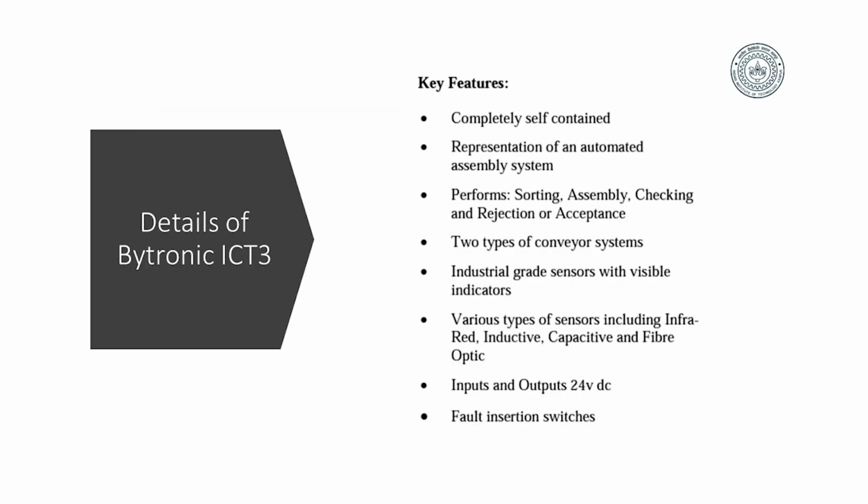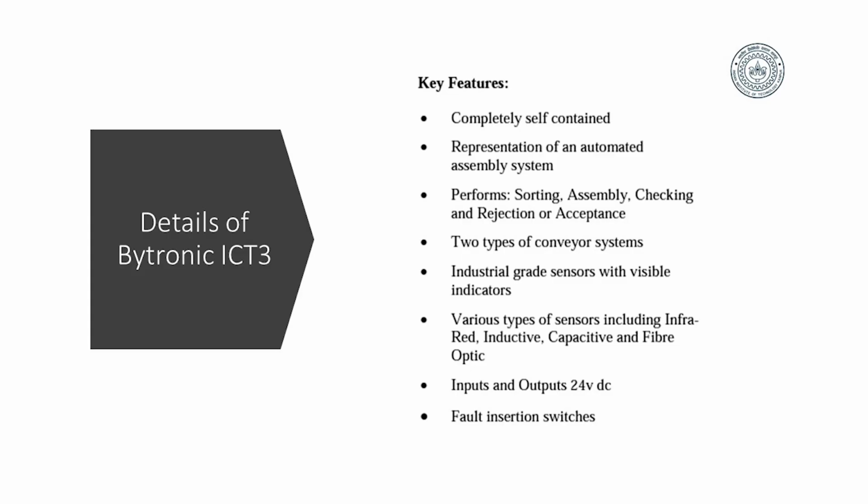The key features of this control system are that it is completely self-contained. It is a representation of an automated assembly system which you may see in a factory. It performs these operations: sorting, assembly, checking and rejection or acceptance. So, it sorts based on whether the assembly is correct or not. It does the assembly as well. It checks, then it rejects or accepts. Okay, so, these are the functions.